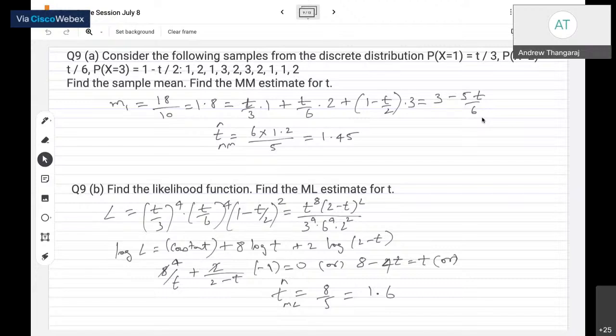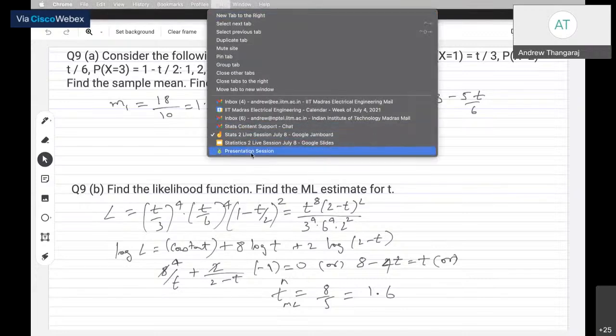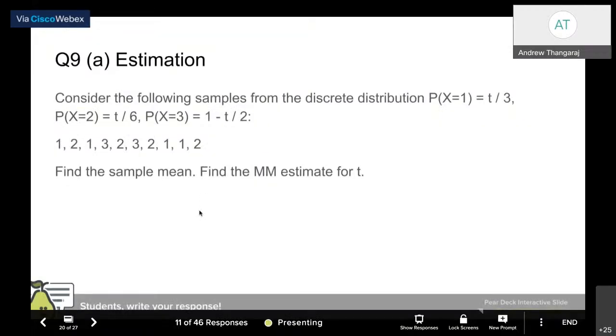Did I make a mistake here or is that okay? Okay. 3 minus 5t by 6. So I equate 3 minus 5t by 6 to 1.8. I got my t hat to be 6 times 1.2 by 5. Is that okay? So I guess a lot of people wrote 36 by 25. So 36 by 25 is also, I think, a correct answer. Okay. I hope you work this out. The same thing now for ML.